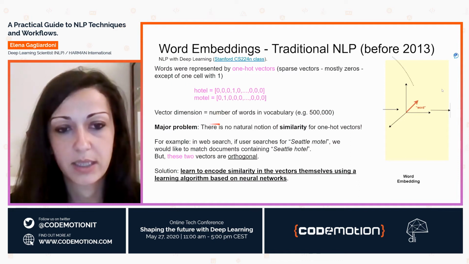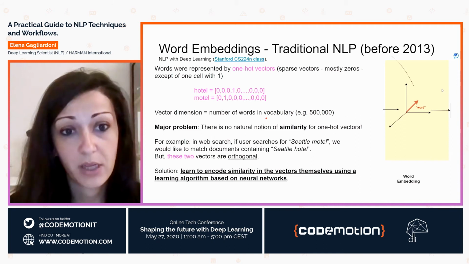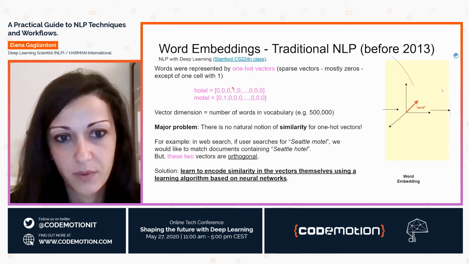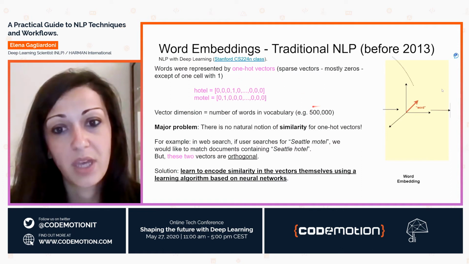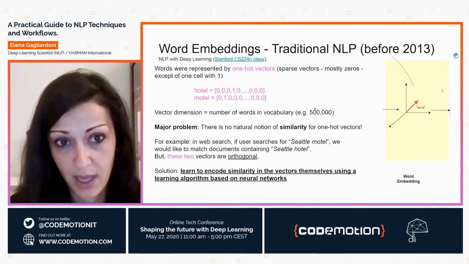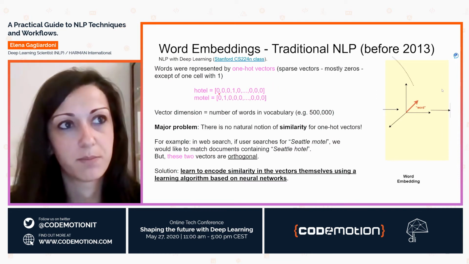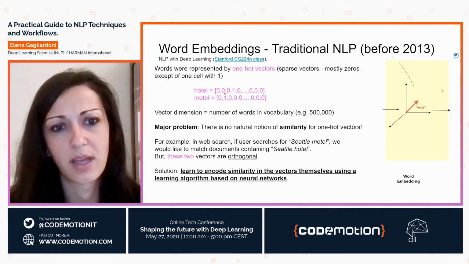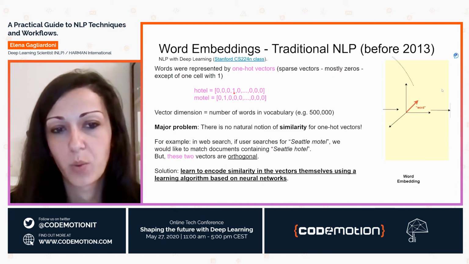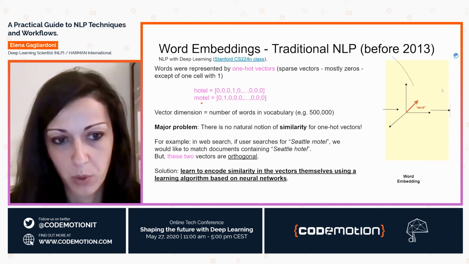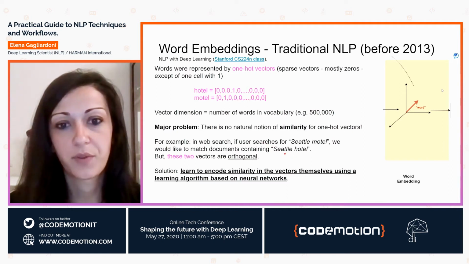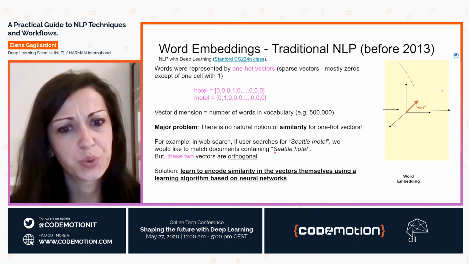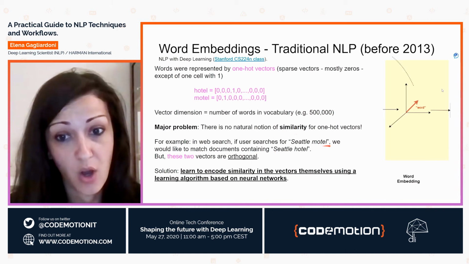The vector dimension is the same as the vocabulary dimension, because the one element corresponds to the position of the word hotel inside the vocabulary. So this zero is because maybe the first word of the vocabulary is dog, so this is zero for dog. This is zero for maybe the word cat or another word. One is where inside the vocabulary we find the word hotel, and the same thing for motel. The major problem with this is that these vectors are orthogonal, so it's difficult to define a natural notion of similarity for one-hot vectors.